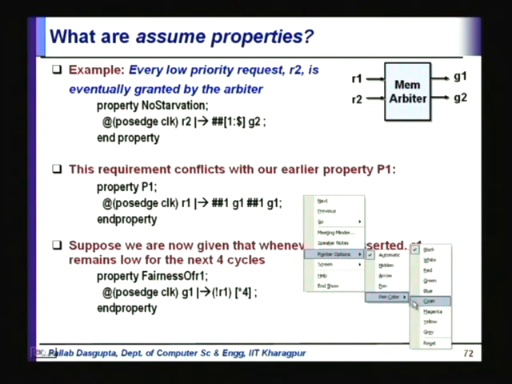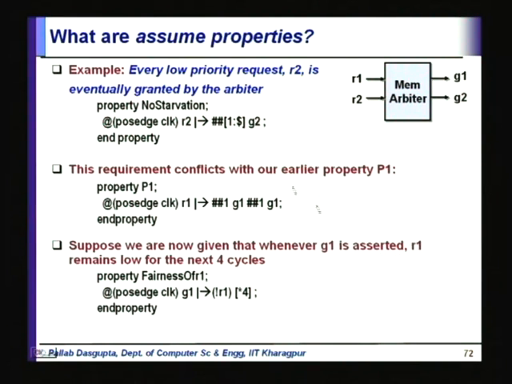Sometime means any time in the future. If you can satisfy G2 any time in the future, say 3rd cycle, 4th cycle, then also this property is all right. This one just says that sometime in the future G2 must be true. But there is still a conflict between these two.